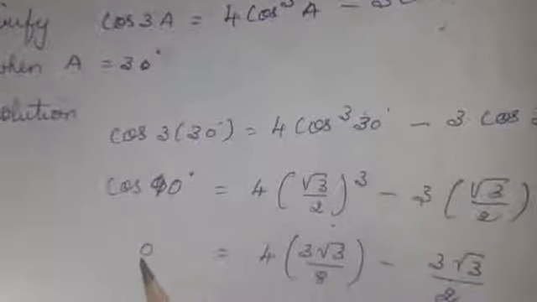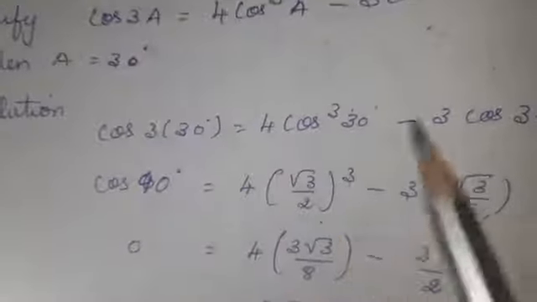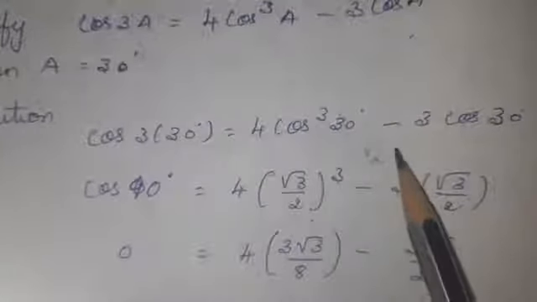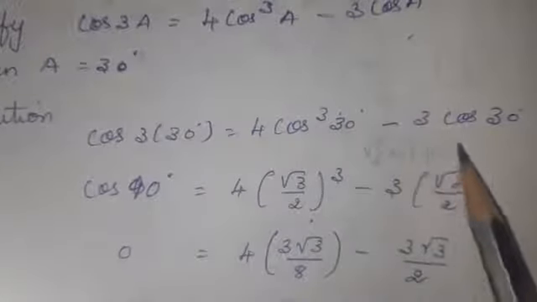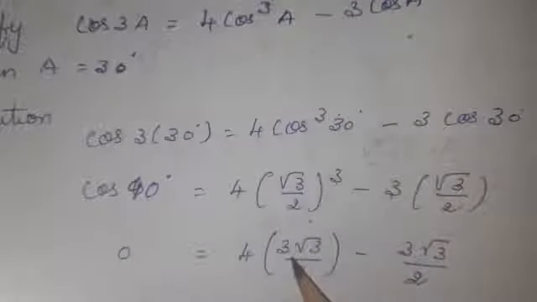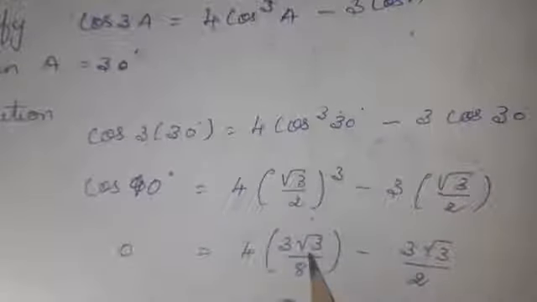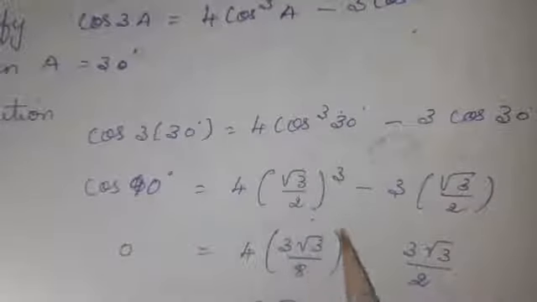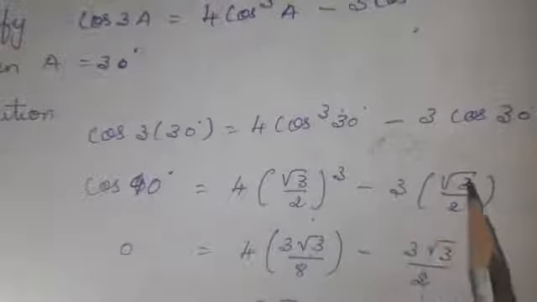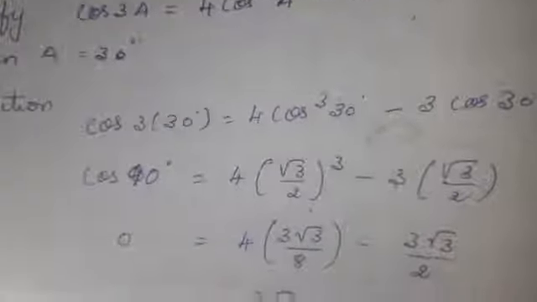Cos 90 degree value is 0, is equal to 4 into the cube of this one. Root 3 into root 3 into root 3, 3 times you should multiply. Root 3 into root 3 is 3, so that 3 here, and this root 3 separately is there, no? So 3 root 3 divided by 2 cube is 8, minus, multiply this one: 3 into root 3 is 3 root 3 divided by 2.